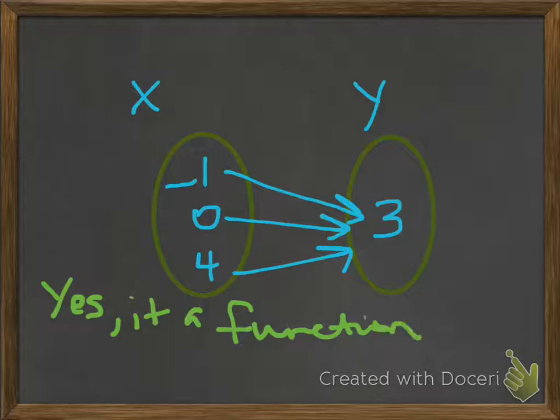Because the x values are only used one time. Remember, we don't care about the y values. We don't care that the 3 is used 3 times. All we care about is the x values. The x value can only be used one time, so it can only have one arrow going from it in a mapping.